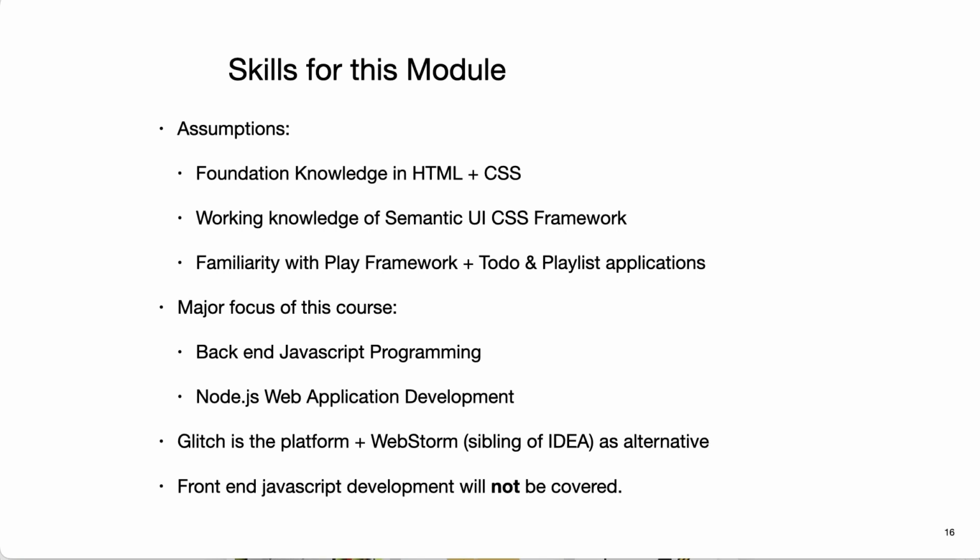We're assuming you've got HTML and CSS behind us. We're going to use the Semantic CSS framework, and we've already got Play behind us. So we're going to rediscover some of the same patterns Play implemented. And in fact, we're going to cover the same sample applications, to-do list and playlist. However, what we're covering now is not Java, it's JavaScript. So we're doing backend or server-side JavaScript programming. And this is in the context of Node.js and the Node.js framework called Express.